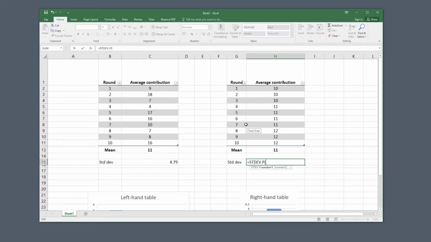We also do the same for the right-hand table. As we can see, the standard deviation is much larger for the left-hand side data.